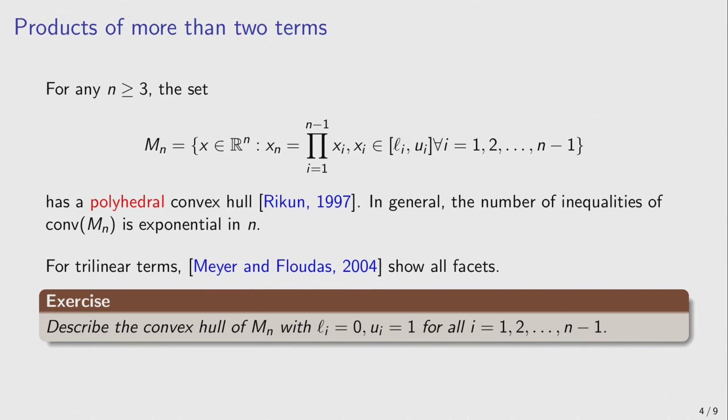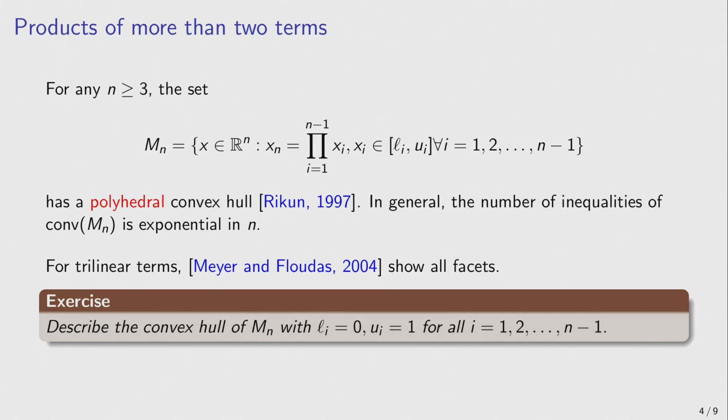There is a more general version of this set. It's Mn. M stands for multilinear. It's just a generalization to n greater or equal than 3, where xn is equal to the product of the first n minus 1 variables. And all the first n minus 1 variables have bounds. And clearly, if one of them doesn't have bounds, this set is not going to be bounded.